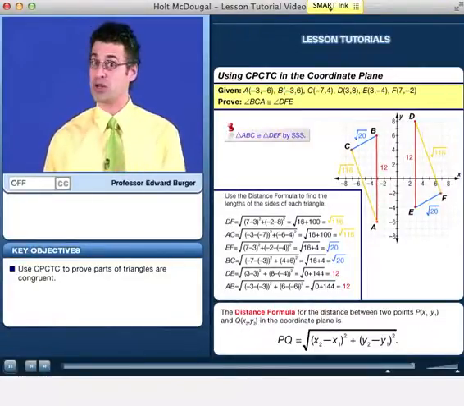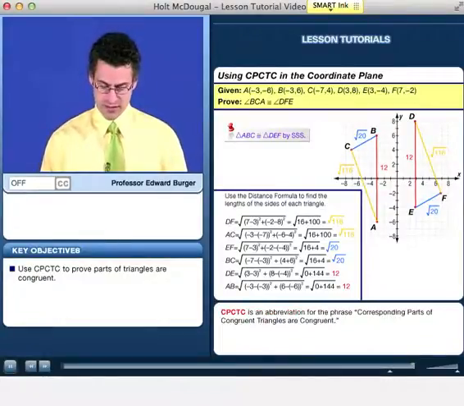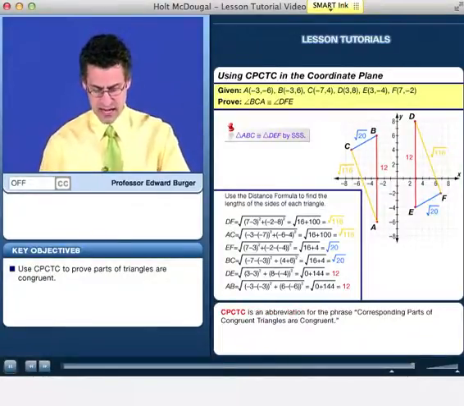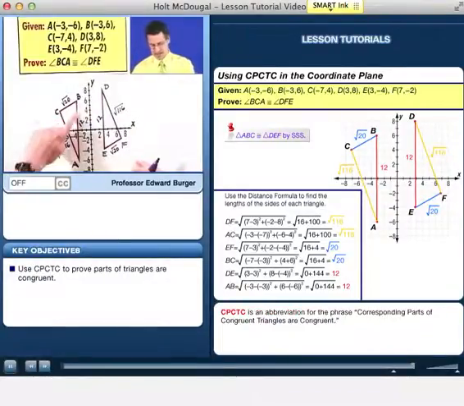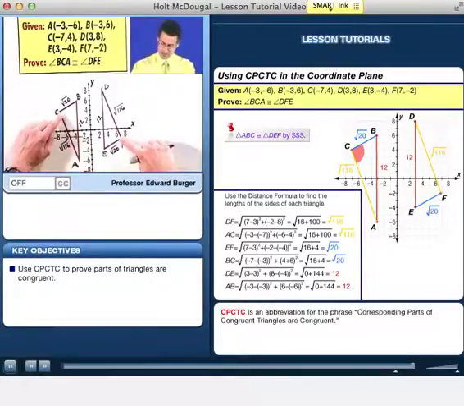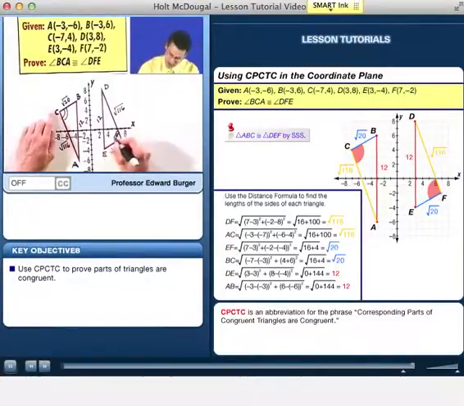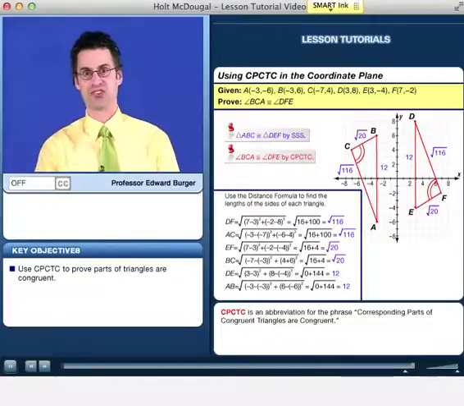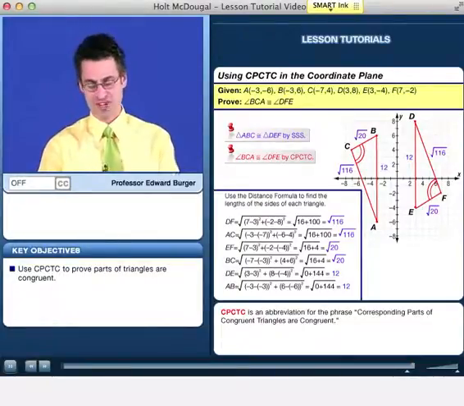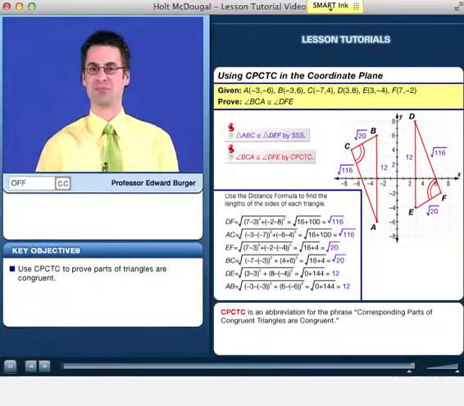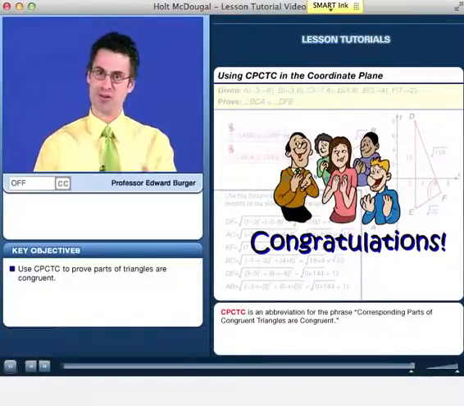That means that corresponding parts are congruent. And you'll notice that this angle C is opposite the side that has length 12, which means that the corresponding angle would be F, which is opposite the side that's 12. Therefore, these angles are really congruent because the triangles are congruent and these are corresponding parts. We just proved a real neat theorem. Congratulations, and enjoy proving theorems for yourself.